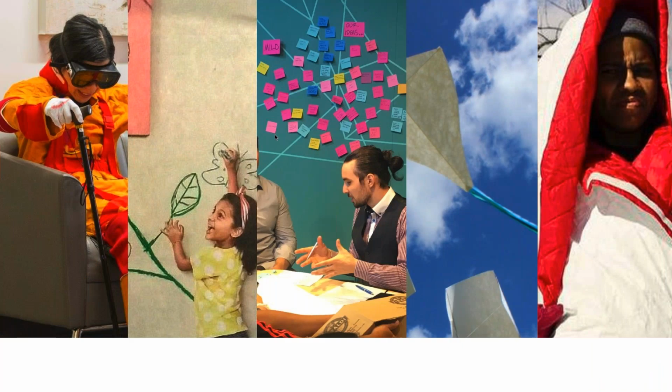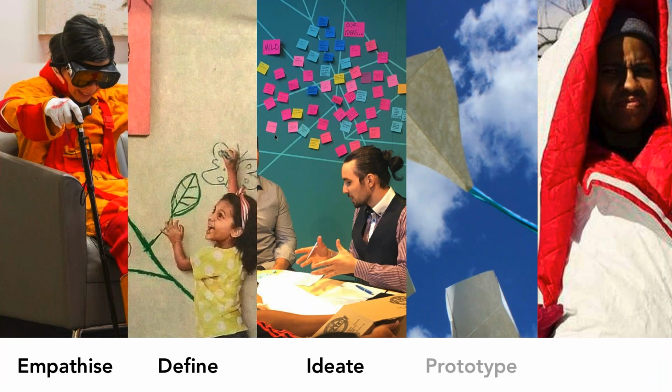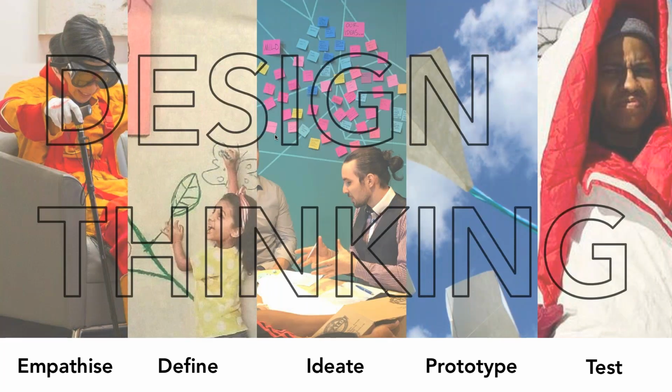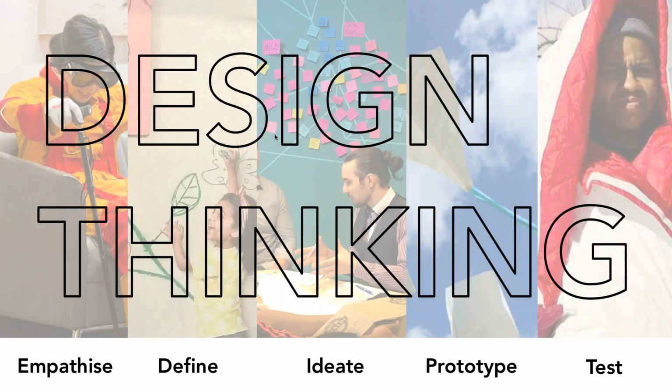So, there you have it. 5 things that creative organizations do to innovate. Now, as some of you may have realized, these 5 things actually form a process, which has a name. It is commonly called design thinking.